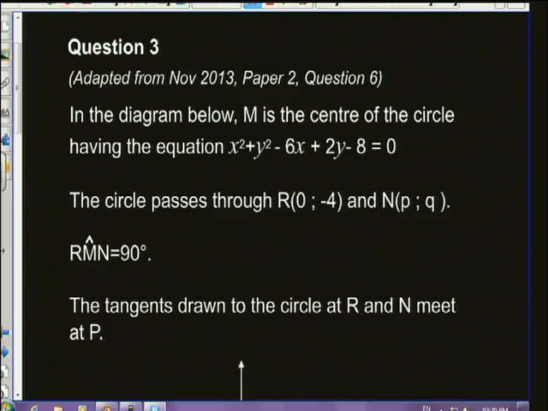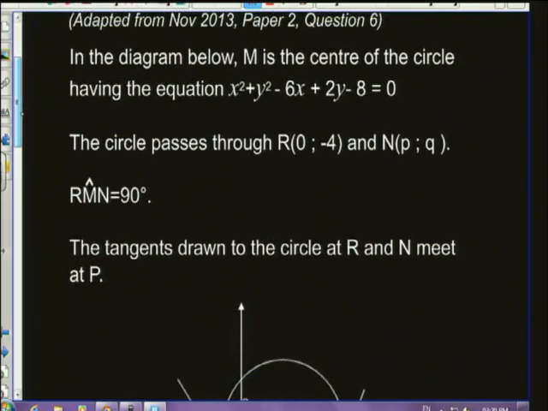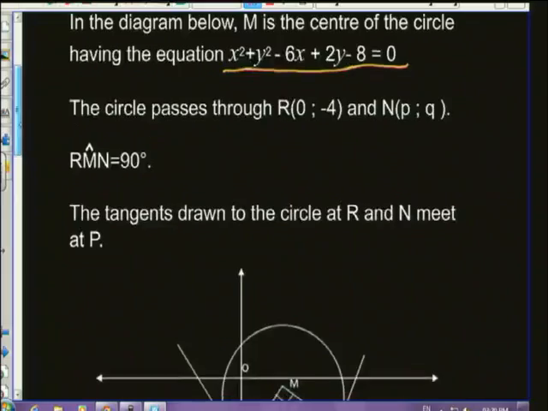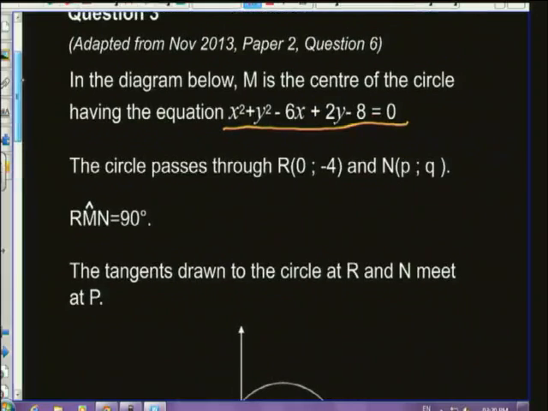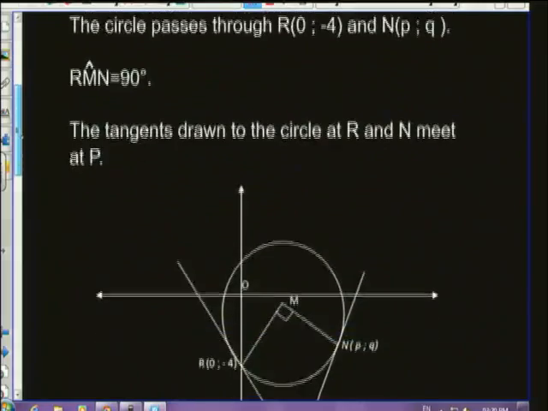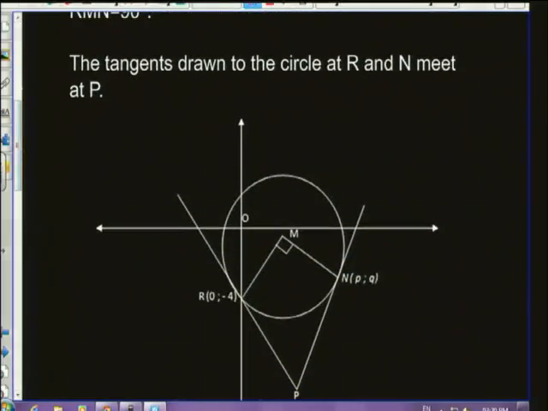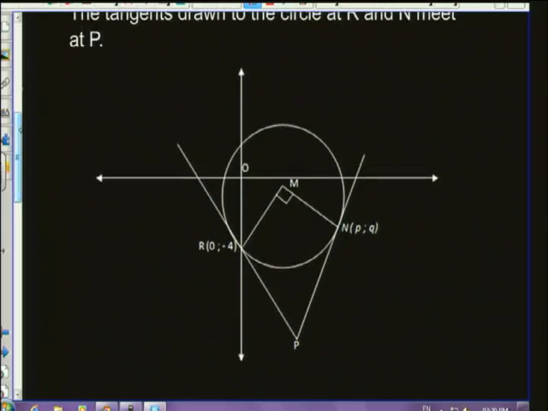Welcome back, folks. Let's continue with our revision of analytical geometry for grade 12s. Here's the next question. It says, in the diagram below, M is the center of the circle having that equation. And they say the circle passes through the point R, which is (0, -4), and the point N, which has coordinates (p, q). They also tell us that angle RMN is 90 degrees. There it is indicated with a little square. Then they say the tangents drawn to the circle at R and N meet at P.